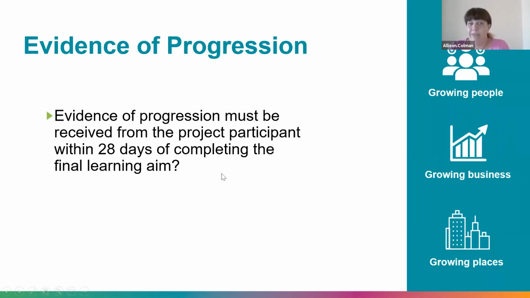With regards to evidence of progression, a participant must go into either education, training or employment within 28 days of them leaving your course. So when your last learning aim finishes, that's when the 28-day period starts. And it has to be that they've started. We cannot accept offer letters because it could be that they didn't go into it in the end. So I would bear that in mind when you're doing your applications.